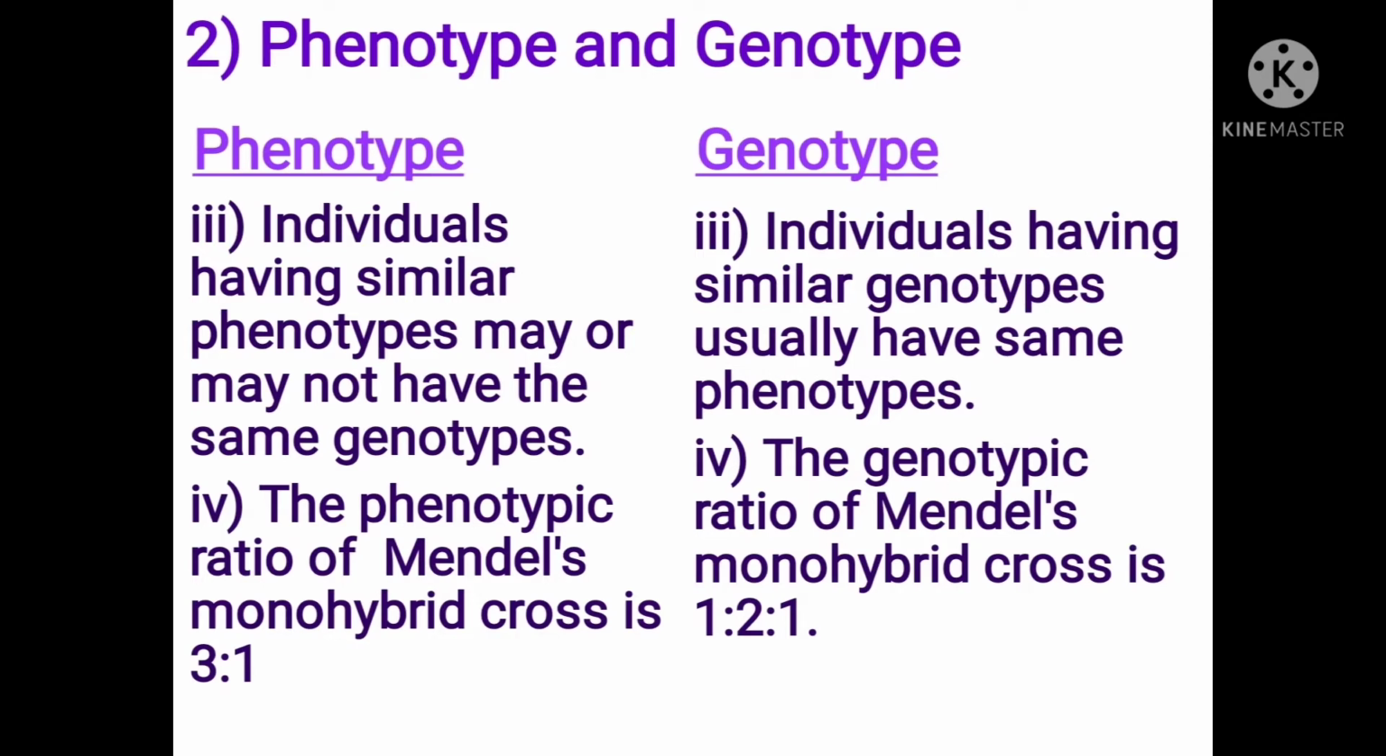Individuals having similar phenotypes may or may not have the same genotypes. On the other hand, individuals having similar genotypes usually have the same phenotypes. The phenotypic ratio of Mendel's monohybrid cross is 3:1. On the other hand, the genotypic ratio of Mendel's monohybrid cross is 1:2:1.